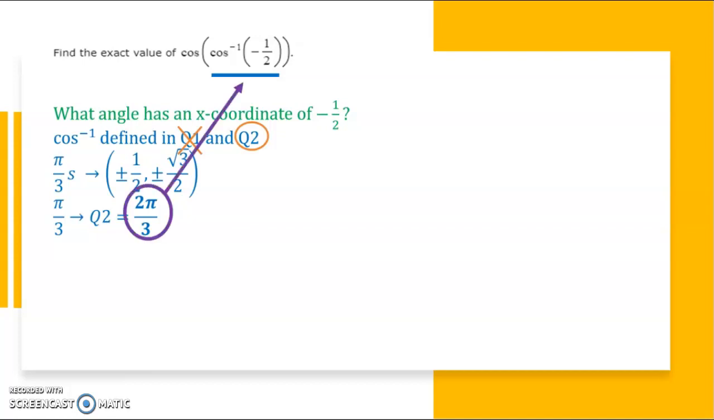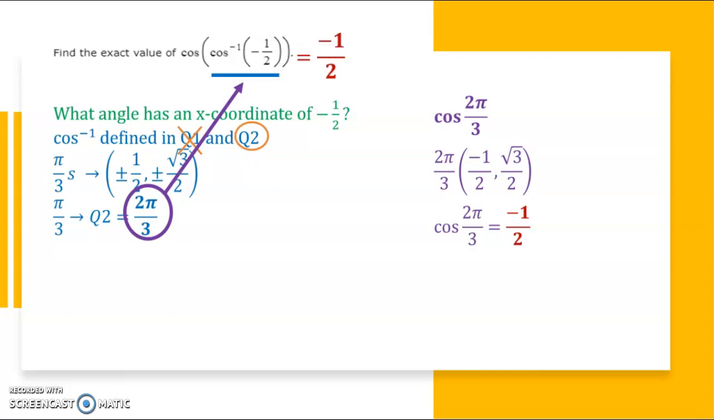Now I make the replacement, so the problem I'm solving is the cosine of 2 pi over 3. 2 pi over 3 has the ordered pair -1/2, positive root 3 over 2, so the cosine of 2 pi over 3 is -1/2.